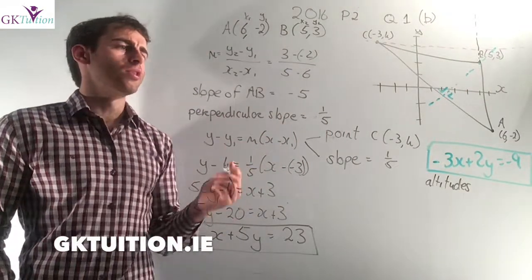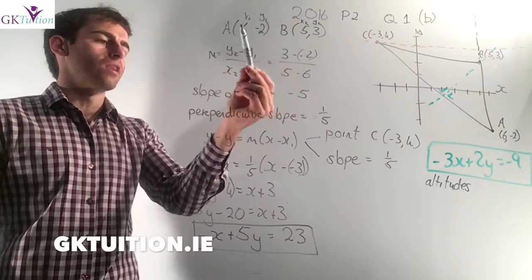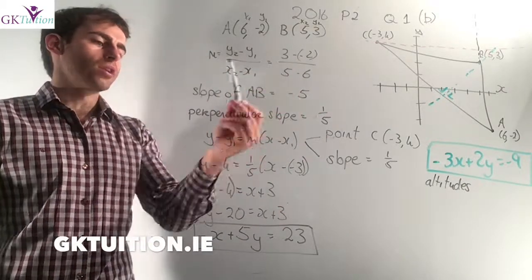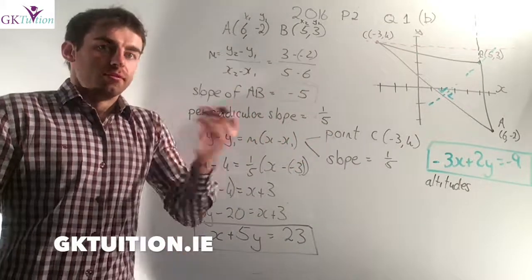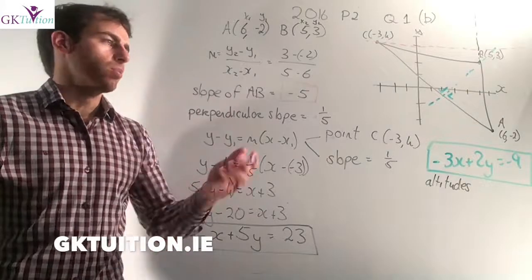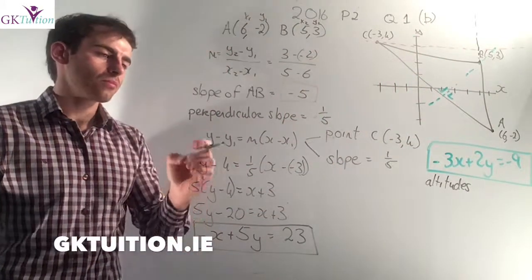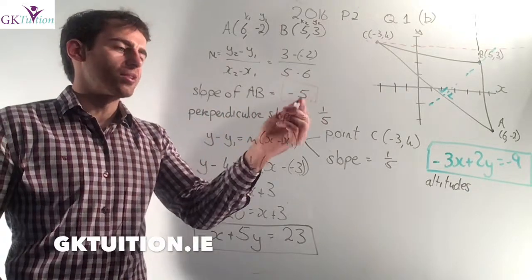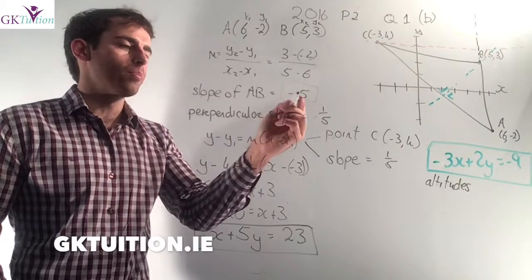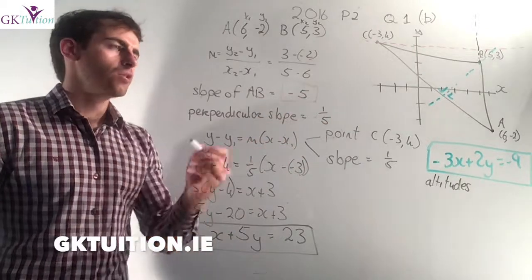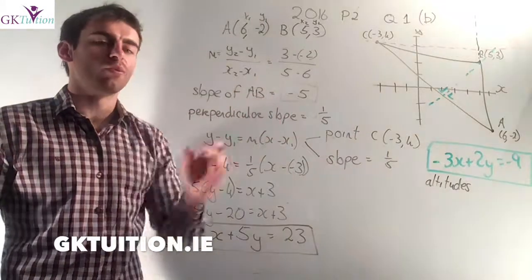Okay, so in order to do that, it's the exact same as part A. First of all, I found the slope of the line AB, and I worked out that the slope of the line AB was minus 5. Then I need to find the perpendicular slope, because I'm trying to find the equation of the line that's perpendicular to minus 5. So in order to do that, I get the reciprocal. Remember, minus 5, that's minus 5 over 1. So when I flip it, it becomes plus 1/5. So the slope of my line in red here is 1/5.